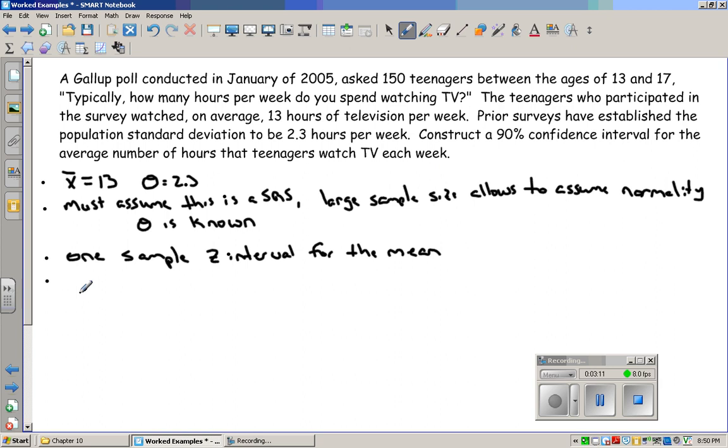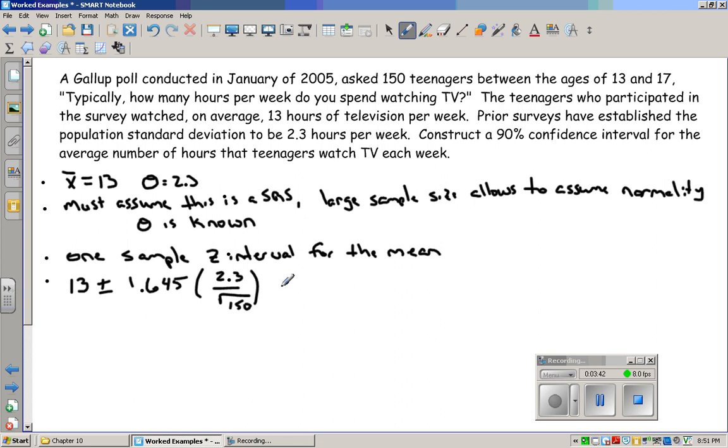The fourth step is the I. We need to actually find the interval. So here we're going to use the formula. So it's going to be 13 plus or minus. I would look in my book or in the pink book and figure out what the z critical value is for 90%: 1.645 times the standard deviation, which is 2.3, divided by the square root of the sample size, which is 150.